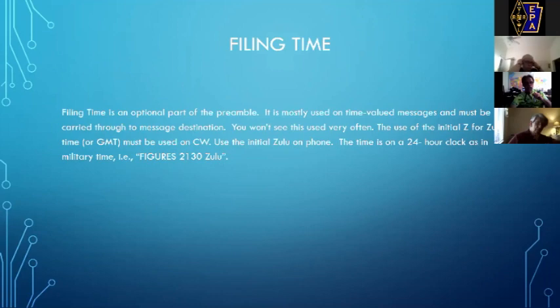The use of the initial Zulu needs to be put in if you're using Universal Time or GMT time, and it must be used on CW. You can also use the initial Zulu on phone. The time is on a 24-hour clock, like military time. For instance, you might say figures 2130 Zulu.